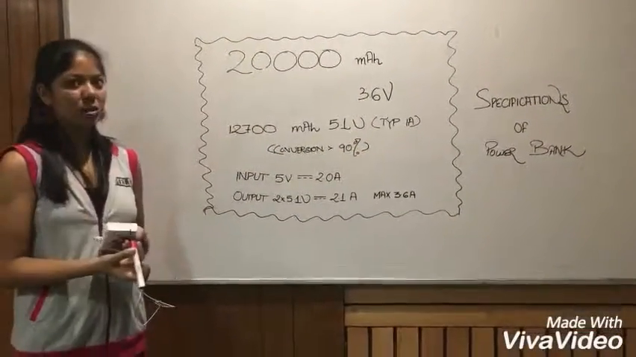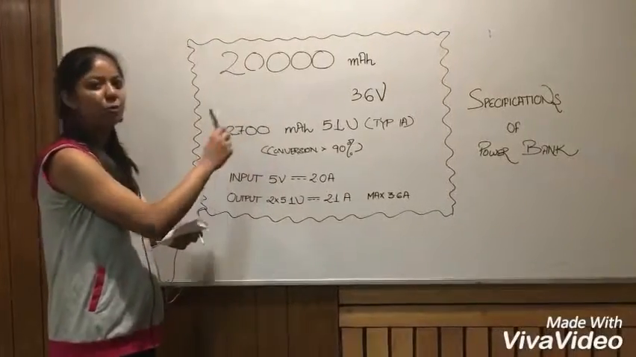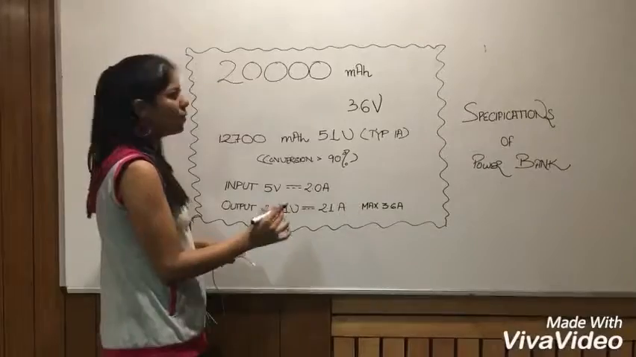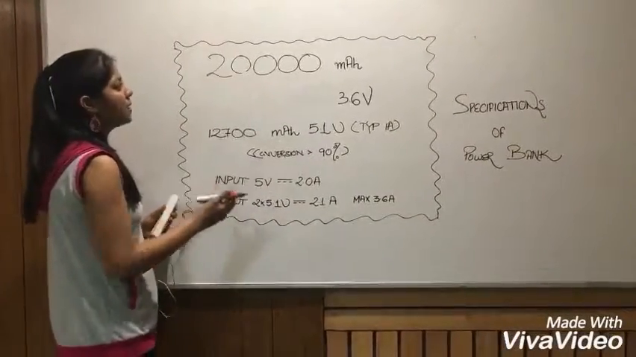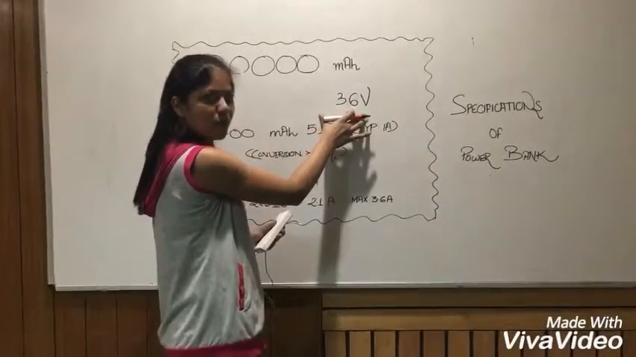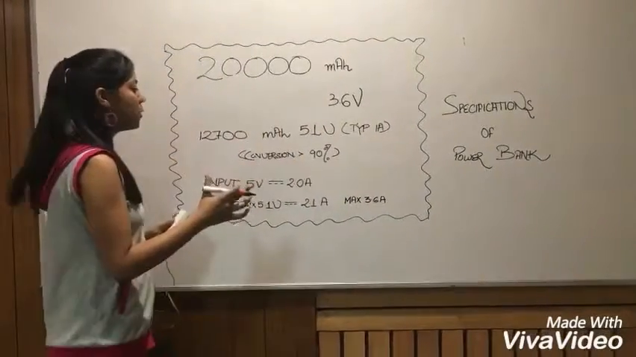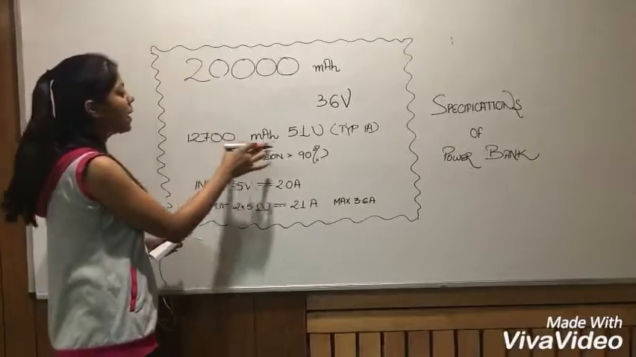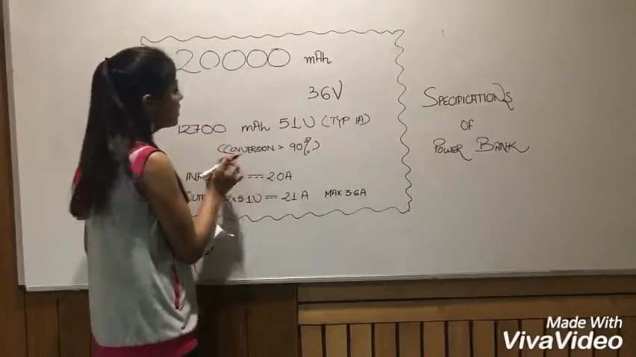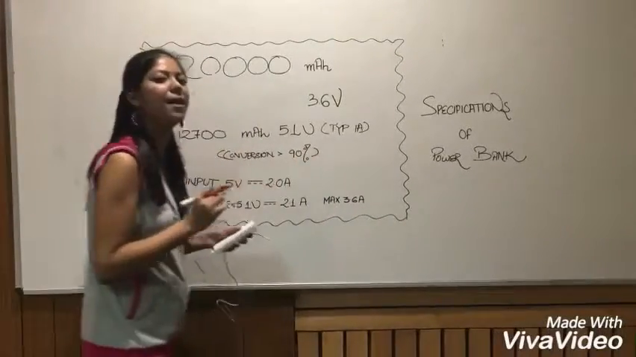The data given on this power bank has been copied onto the whiteboard for your convenience. Let us first see the input characteristics of the power bank. The power bank takes an input of 20,000 milliampere per hour at an average voltage of 3.6 volt. It outputs around 12700 milliampere per hour at an average voltage of 5.1 volts. Here, as we can see, conversion rate is written as greater than 90%.